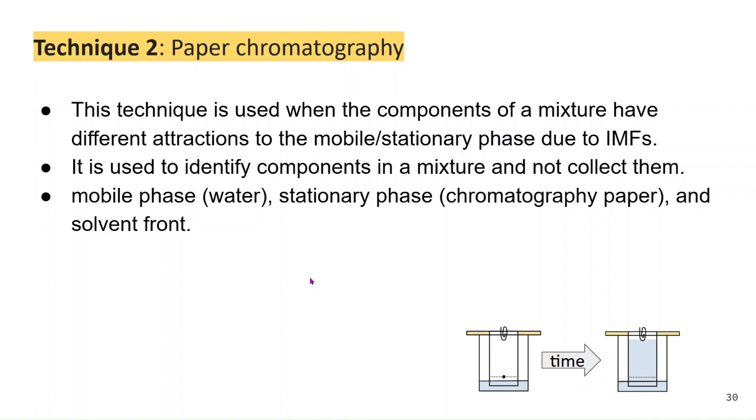We're not going to worry about it right now. But this is basically what I'm saying. Mobile phase is the water, that's what's moving. The stationary phase is the chromatography paper. And then the solvent front, that would be the water. The front of the water, like its edge. And so, yeah, there you go.